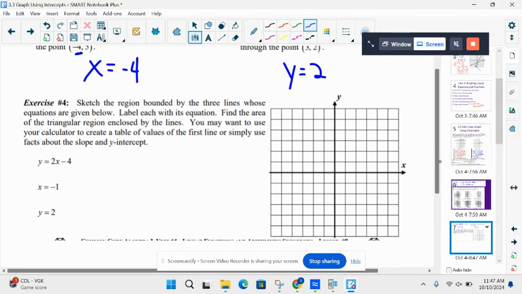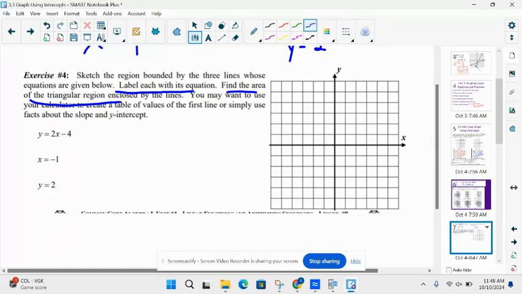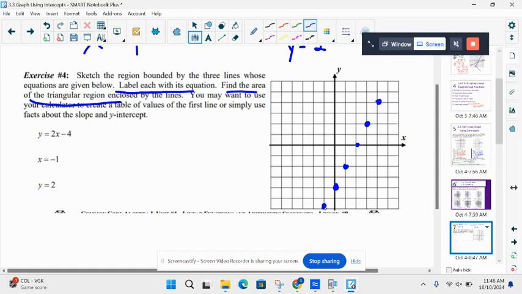All right, now we're going to practice graphing them. It says label each with the equation. Also, we're going to find the area of the region, which will be a triangle enclosed by the lines. So the first one is slanted. It has a slope and a y-intercept. So we put a point at the y-intercept at -4. And the slope is 2. So we could go up 2 over 1, just like we did in the bell work, up 2 over 1 and keep putting points. And then also down to left 1.